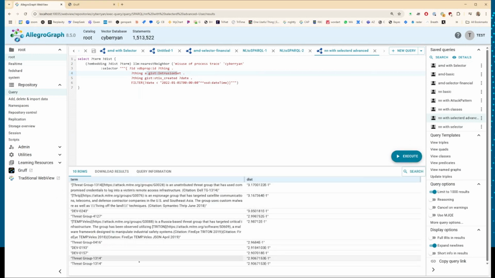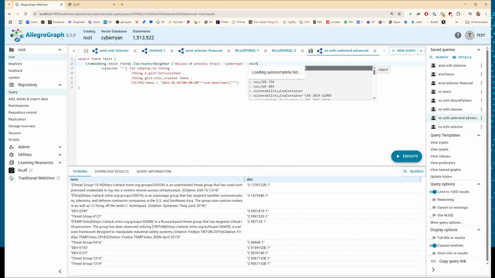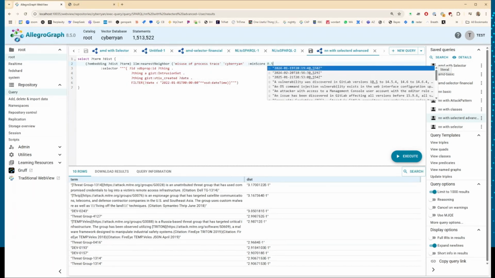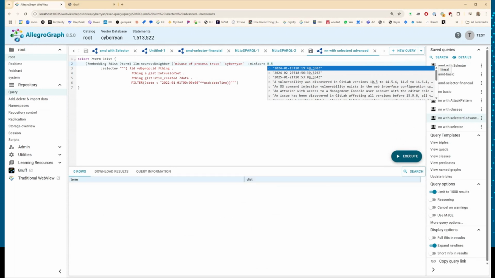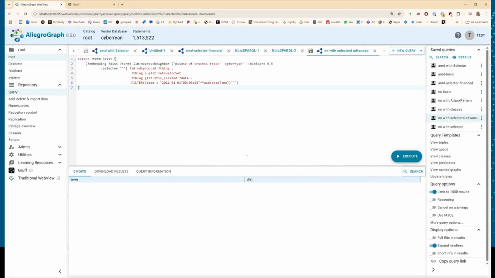And now, by the way, you see here the number 3.1. If you were going to read the texts here, you'd see they don't get very close to process trace, because the numbers are very low. So if I set min score to, let's say, 0.5, for the embedding model I'm using, then I wouldn't even get any information, because things about process traces are usually not specified in the intrusion set, but in something like the technique or the weakness. So anyway, this is nearest neighbor.